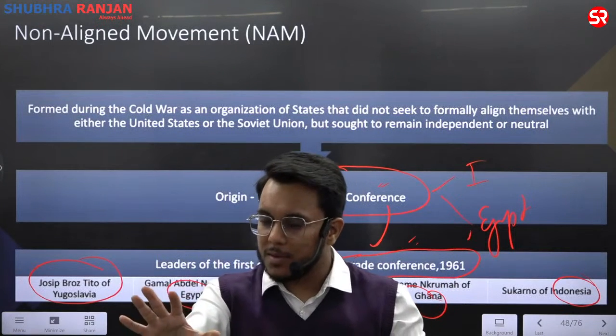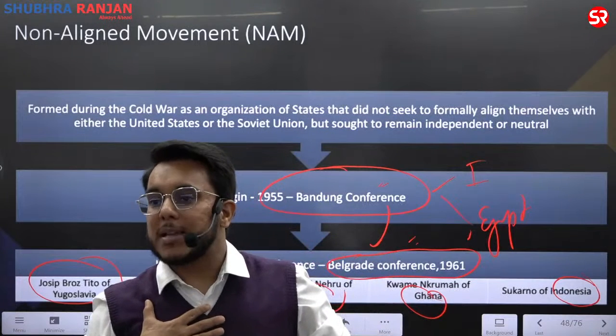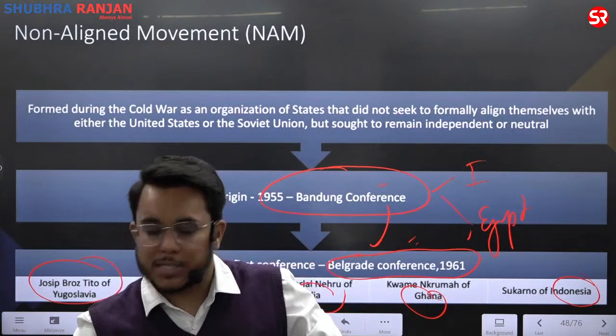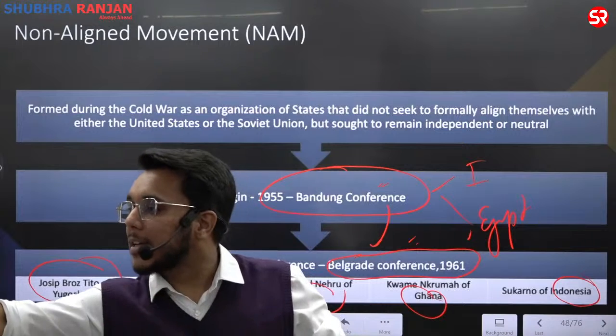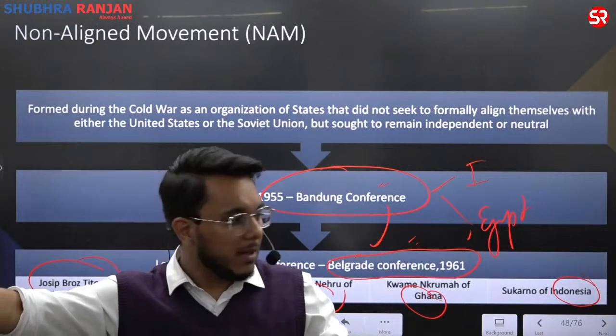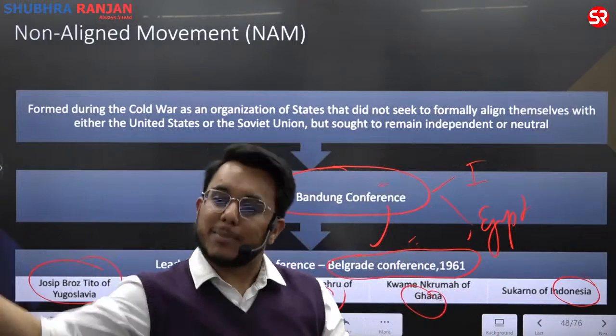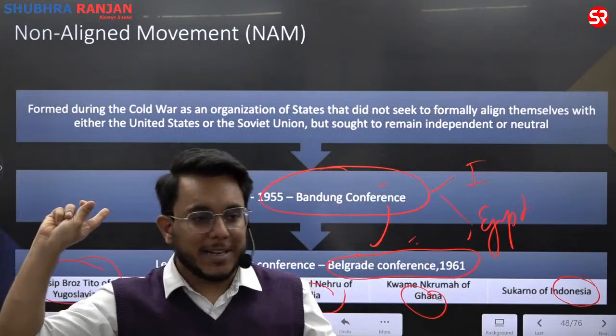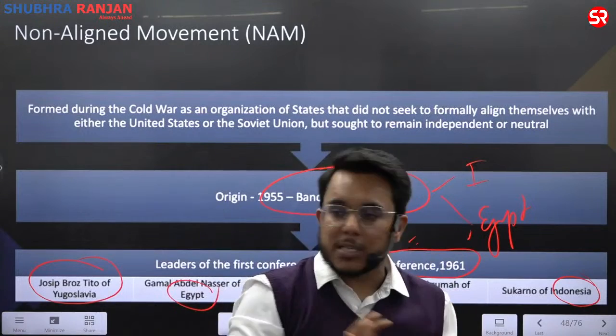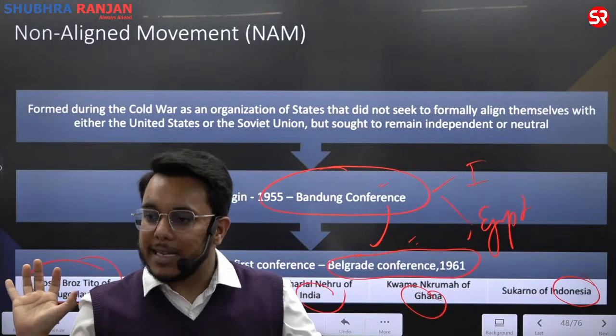We say we'll choose our partners on the basis of our national interest. We'll not have any permanent friend. We'll not have any permanent enemy. मतलब one friend नहीं है, हमारे सब दोस्त हैं. Are you getting it or not? We'll choose the countries, we'll choose the partnerships on the basis of our interest.